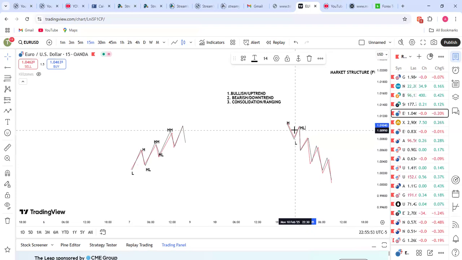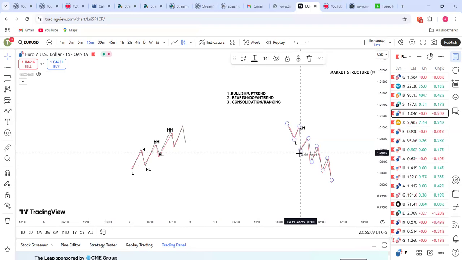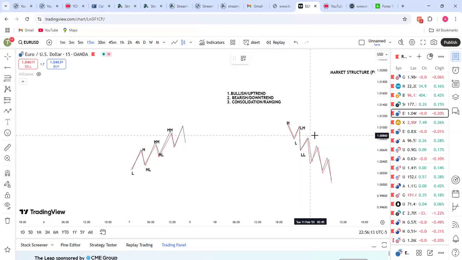Or let's say a lower high. It is a high where the high is lower than this previous high. So it is a lower high. Then the next low down here is lower than this one. This one is going to be a lower low. Then the next one is what? A lower high.